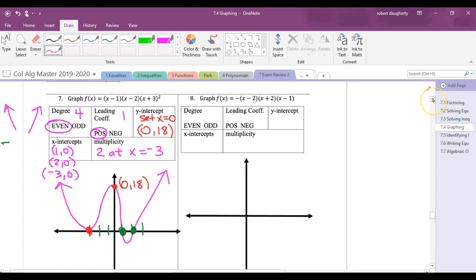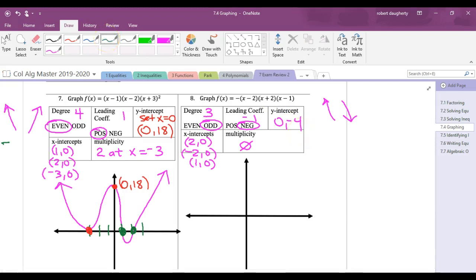Looking at the next one, this is a 3rd degree polynomial, which is odd. My leading coefficient is going to be -1, a negative number. So that means odd degree with a negative coefficient, that's going to look like negative x cubed. That's going to go up over here and down to the right. So x-intercepts are going to be at 2, 0, negative 2, 0, and 1, 0. There is no multiplicity. To find the y-intercept, set x equal to 0, and you get -2 times -2 is 4 with a negative sign, so 0, -4.